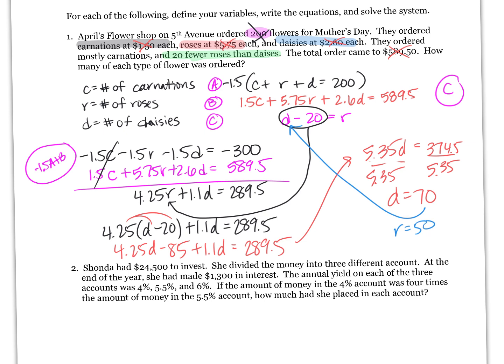And then which would I rather go to? First or second to get how many carnations? First, because we don't want to deal with these decimals. 70 plus 50 is 120. 200 minus 120. 80? Yes.